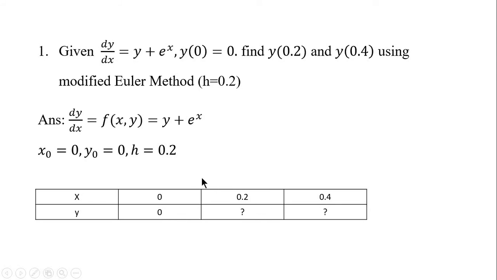Construct the table. Since h is 0.2, when we begin from 0, 0 plus 0.2 will be 0.2. 0.2 plus 0.2 will be 0.4. So within 2 steps we are going to find out the value of y at 0.2 as well as at 0.4. x1 we have already obtained, that is x0 plus h, which is 0.2.